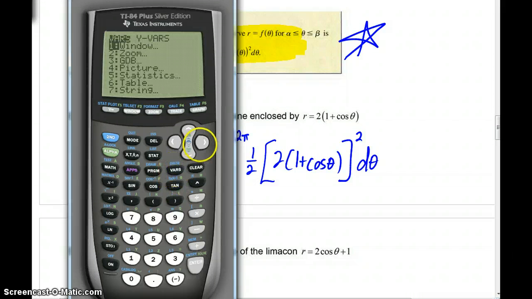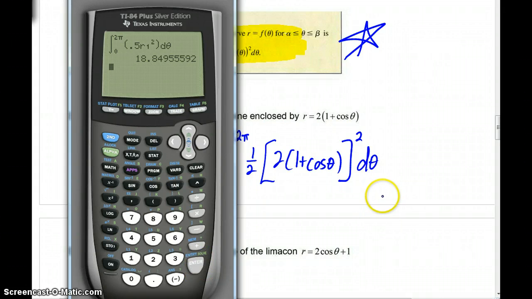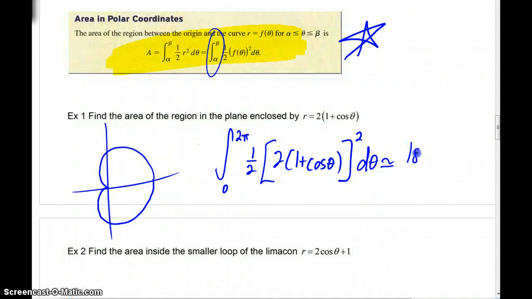I'm going to press vars, go to Y vars, go down to polar, and just type in r1. And then, of course, we have to square that. Come over here and type in theta. And then all we have to do, hitting enter, we will see it's 18.849 or about 18.850. Using AP rounding, either answer would be correct.